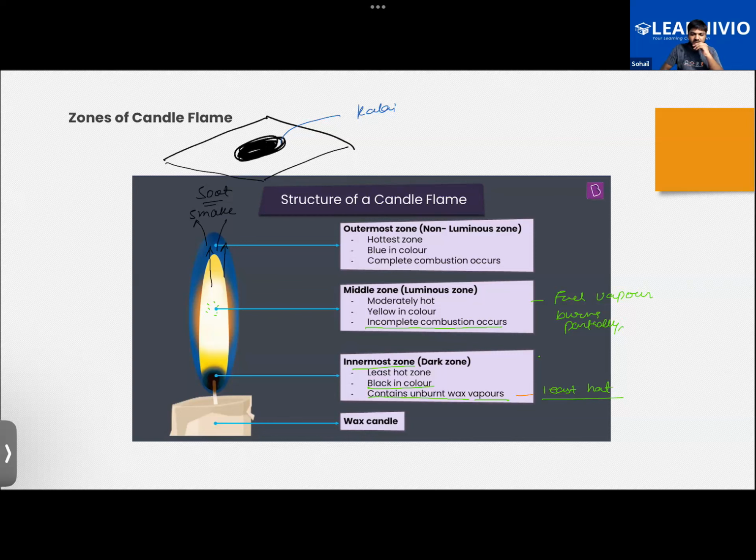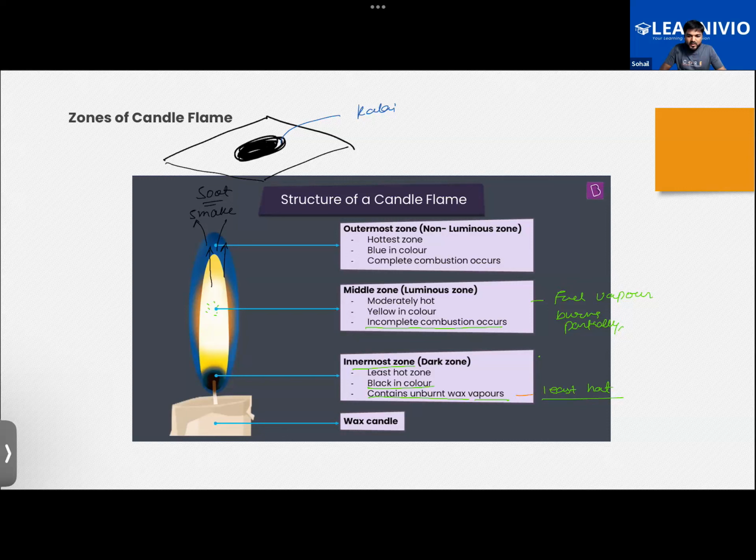By the way, the light chapter, have you read that chapter? No, sir. I'm done with coal and petroleum, but not with light. Okay, tomorrow if you will be available, do let me know. Yes, sir, tomorrow I'm available.